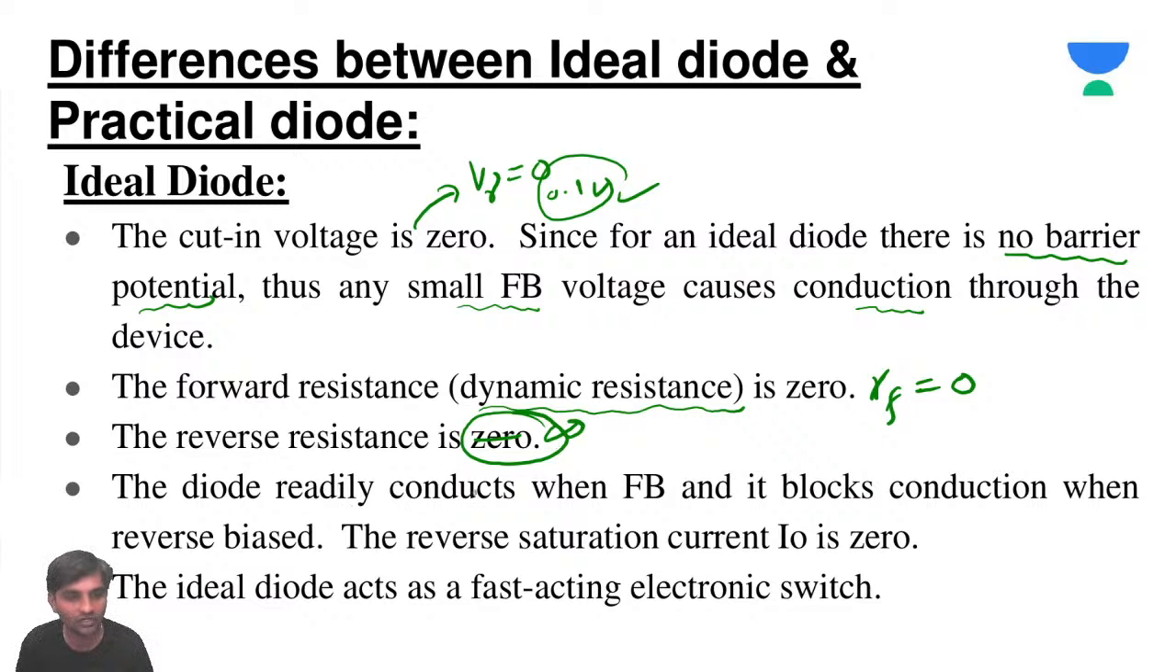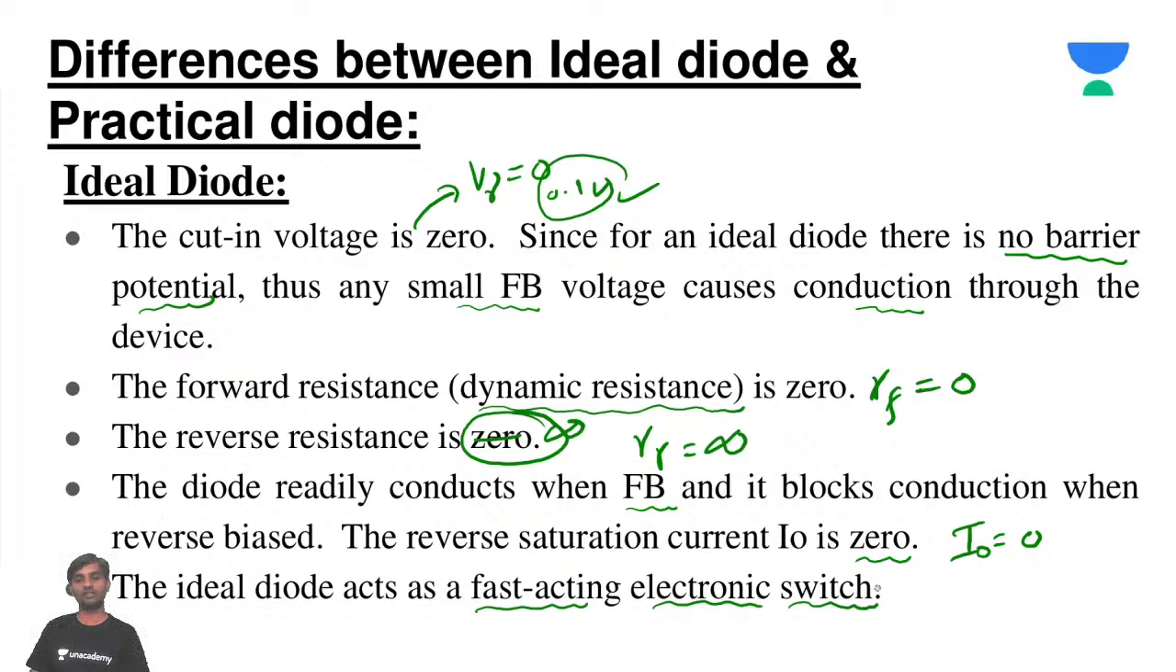The diode readily conducts when forward biased. FB stands for forward bias, not Facebook. It blocks conduction in reverse bias. The reverse saturation current I0 is equal to 0, and RR is infinite. The ideal diode acts as a fast-acting electronic switch. This is the application of a diode.